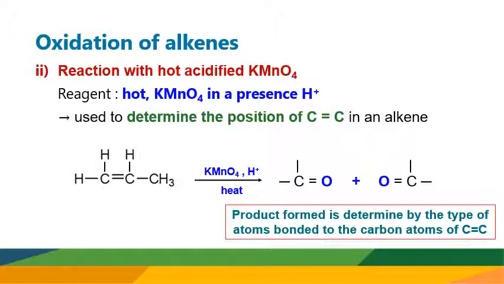The next oxidation of alkenes is the reaction with hot acidified potassium permanganate. This reaction also can be used to determine the position of carbon-carbon double bond. For example, if we have a propene to be oxidized with hot potassium permanganate, it will produce a carbonyl compound as a product. But the product formed is determined by the type of atom bonded to the carbon atoms of carbon-carbon double bond.